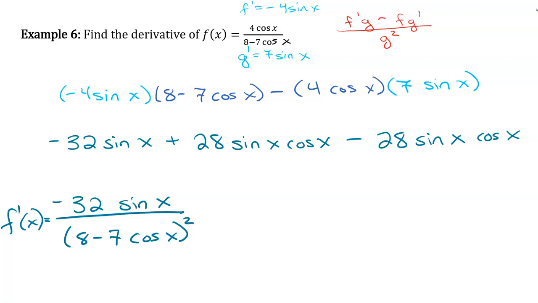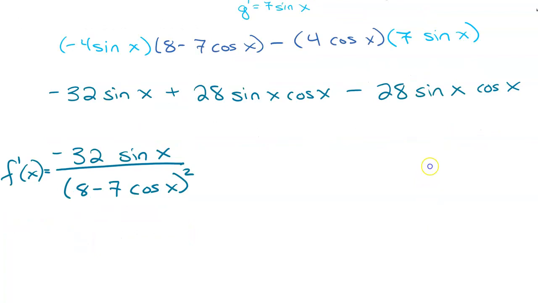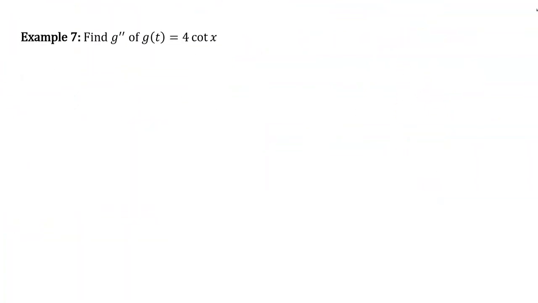Okay. Let's do one more. So we want to find g double prime, so the second derivative of g of t of 4 cotangent x. Okay, well, the derivative of cotangent, if we look back, derivative of cotangent is negative cosecant squared. So the first derivative is not that bad. Negative 4 cosecant squared of x. That's not bad at all.